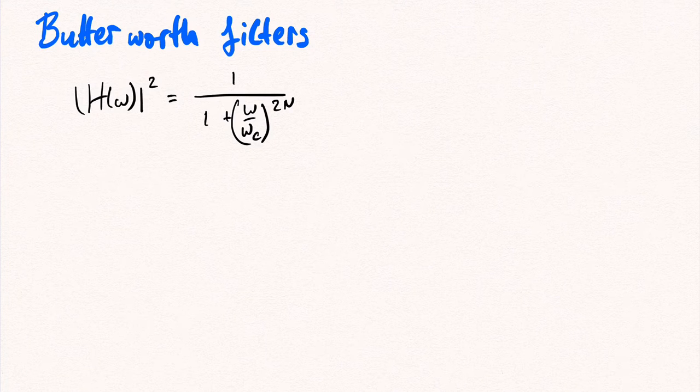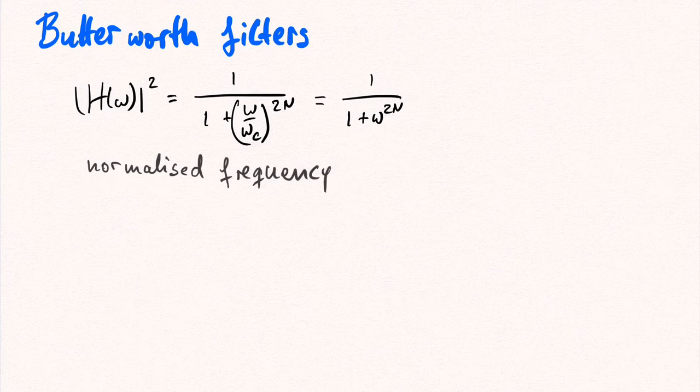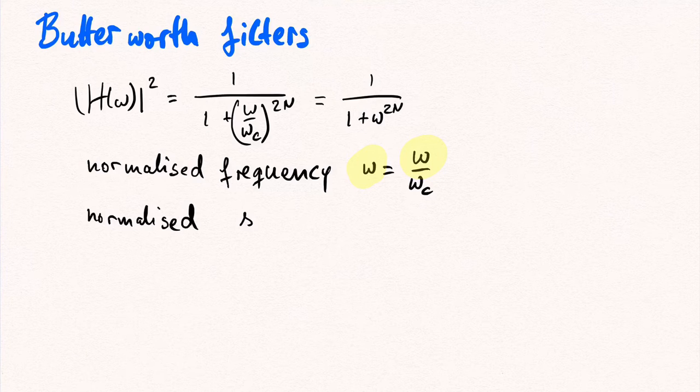You will also often find the formulation that this is equal to 1 over 1 plus omega to the power of 2n, where the frequency is normalized. The normalized frequency omega is defined to be omega divided by omega c, where this omega here is again the real frequency. Unfortunately, the same symbol omega is used for the real frequency and the normalized frequency. And we will also use the normalized s, which is defined equivalently as s equal to the real s divided by omega c. Again, we use s for the real s and the normalized s.